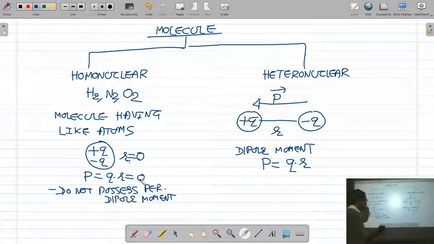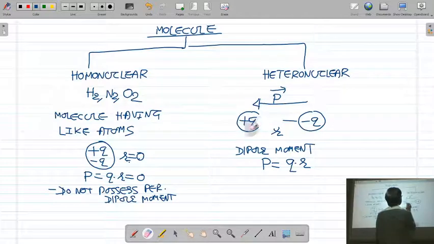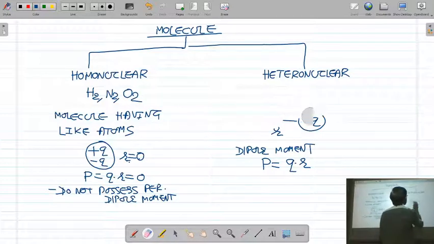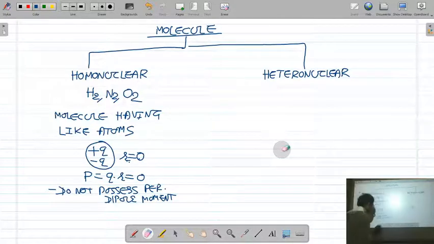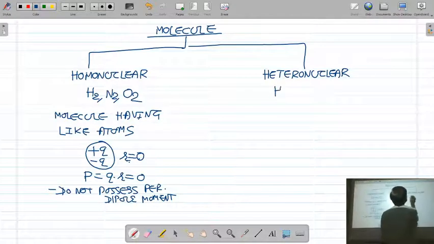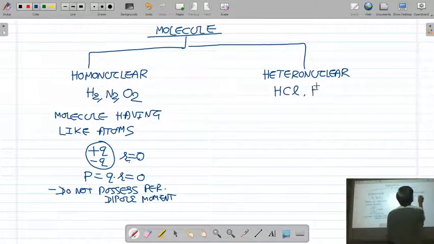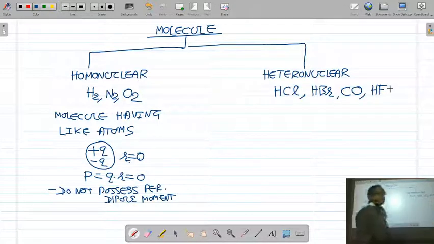Now, what is a heteronuclear molecule? First, I give you the example of heteronuclear molecule like HCl, HBr, carbon monoxide, hydrogen fluoride, means a molecule having two unlike atoms.